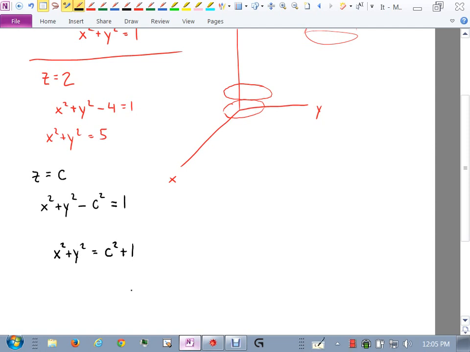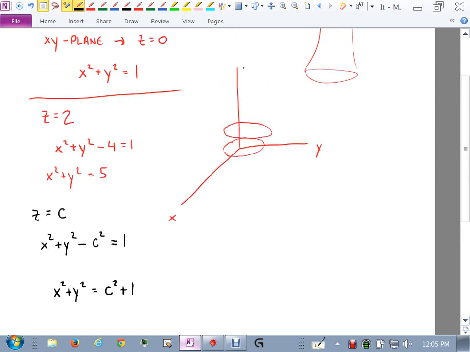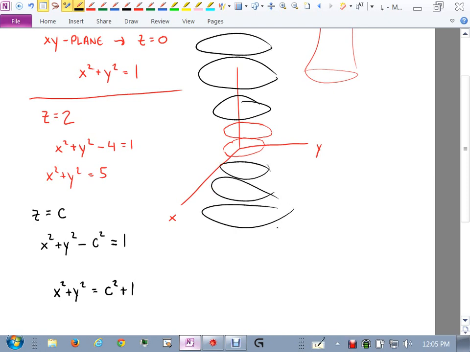Now, what if you let c be negative numbers and you go down instead? Does it have any effect? No, because it's squared, so it's going to do the same thing as you go negative. So that's why we can conclude that we're getting bigger and bigger and bigger, and then this way, bigger, bigger, bigger, bigger.